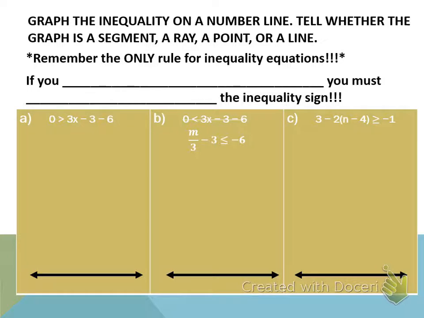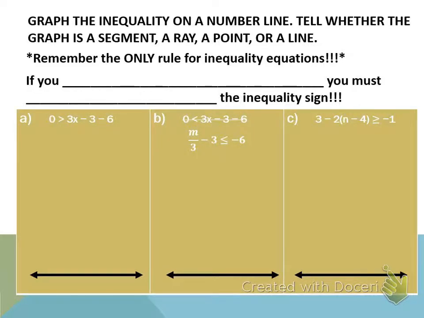But before we get there, letter B, go ahead and replace it. It copied letter A, and it shouldn't be there. So you can cross out the one that you have and then write in what we're going to do, m over 3 right here. M over 3 minus 3 is less than or equal to -6.